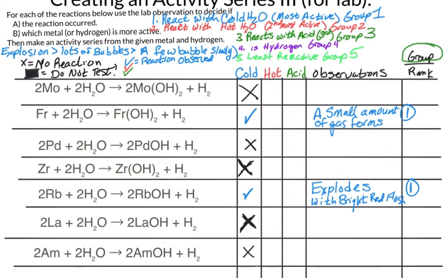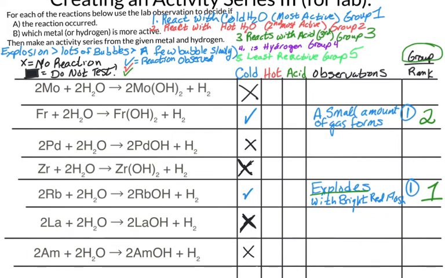And so that means that the two most reactive ones are the rubidium and the francium. Now let's rank those, and we can see that one of them explodes and the other one just bubbles rapidly. I would say that an explosion is far more active, so we'll put that as our number 1. And our number 2 will be the one with francium. So rubidium's number 1, francium is number 2. So we'll place an X on all of the other ones.